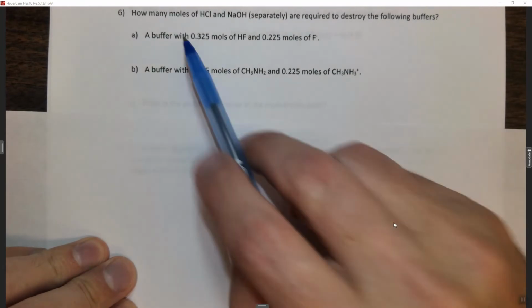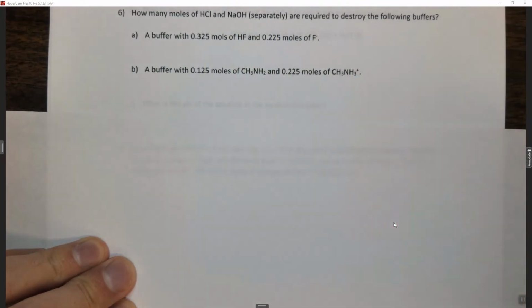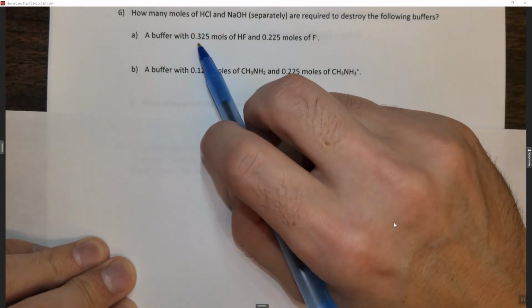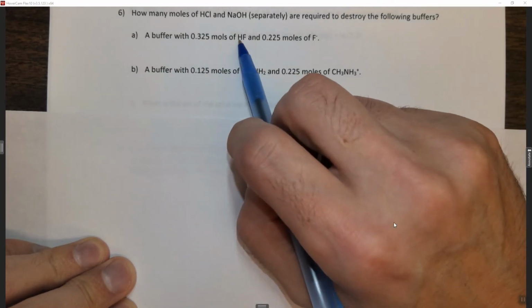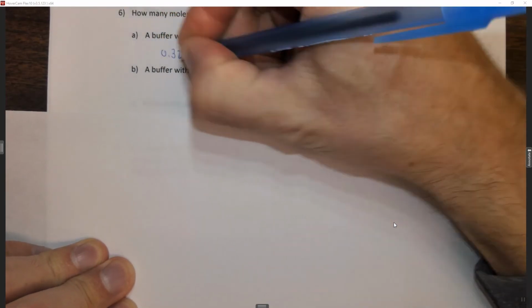All right, it says how many moles of HCl and NaOH separately are required to destroy the following buffers. So remember that a buffer is a weak acid and its conjugate base, or a weak base and its conjugate acid. So if we don't have any of the weak base or any of the conjugate acid, it's no longer a buffer.